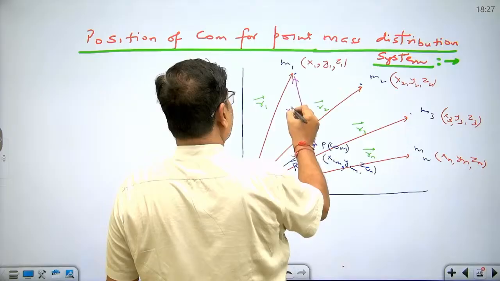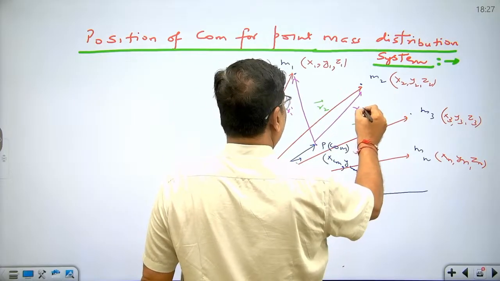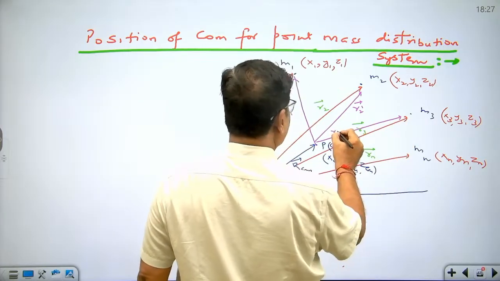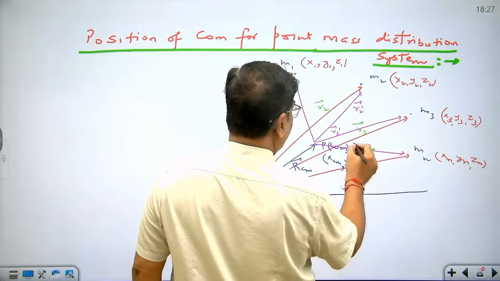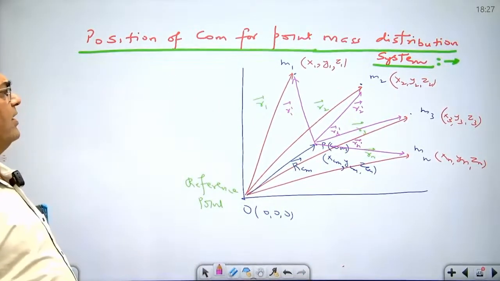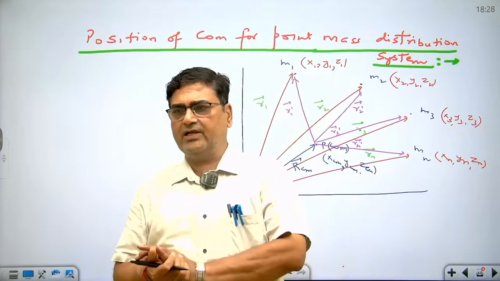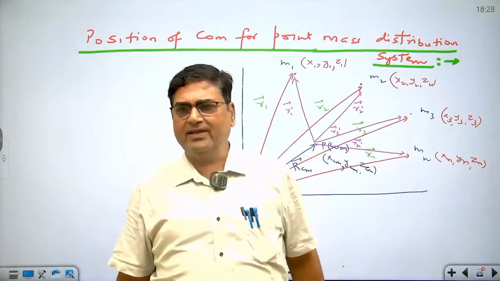Let us assume this is r1 dash vector, this is r2 dash vector, this is r3 dash vector, and this is rn dash vector. Okay. Now the basic key concept of writing the center of mass is that about the center of mass, the vector sum of moment of masses remains equal to 0.